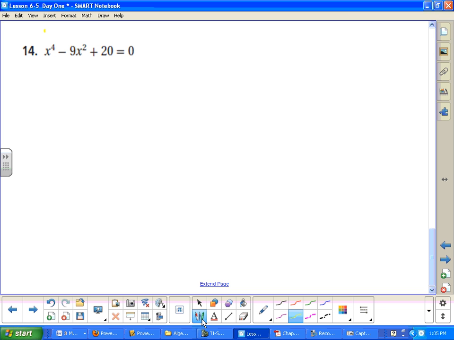So remember, first thing I'm looking for is, can I factor it? Is this something that can be factored? Let's see. It's to the 4th power here, but this was to the 2nd power. The middle term is. So we said if the first term or the degree is double that middle one, then I can look to factoring it. Okay. So what are the factors of 20 that add up to 9? Okay. 4 and 5. So I can rewrite this then as x squared minus 4 times x squared minus 5 equals 0.